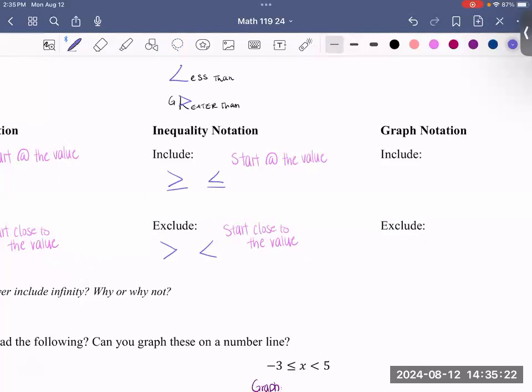And last but not least is graph notation. So to include, we're going to see a closed circle.